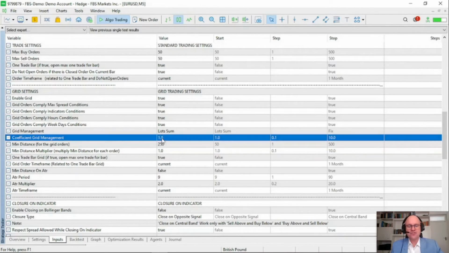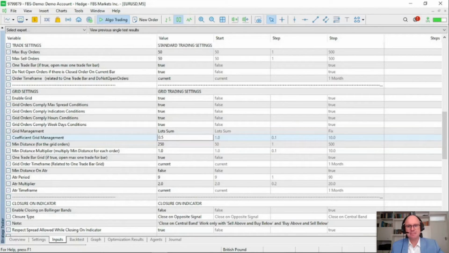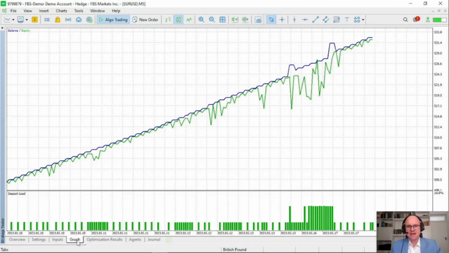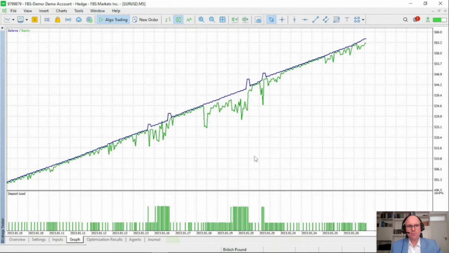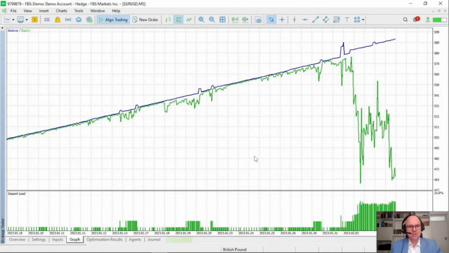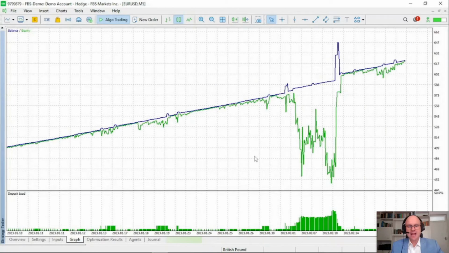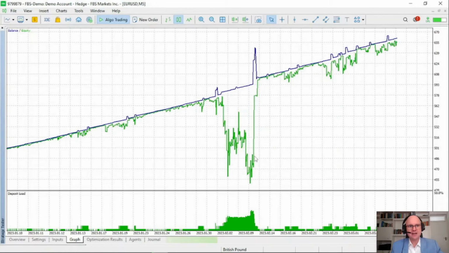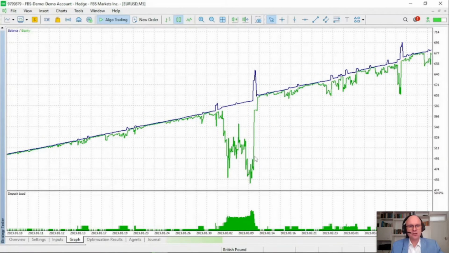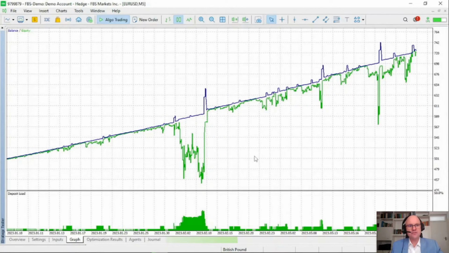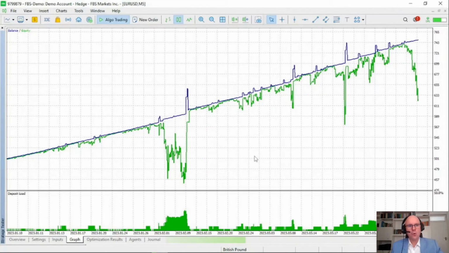On top of that, the coefficient grid management can be thought of as the multiplier. And for this example, I'm also going to make it a bit more dynamic, increasing the amount of spacing between each trade by 1.1. Now, when we take a look at the deposit load again and compare it to the previous one, you'll see that the equity curve does stay below it quite often, which is typical of these grid or martingale style bots. However, we don't get the large spikes in deposit load because we have decreased the grid coefficient, meaning the lot sizing will stay smaller for longer.